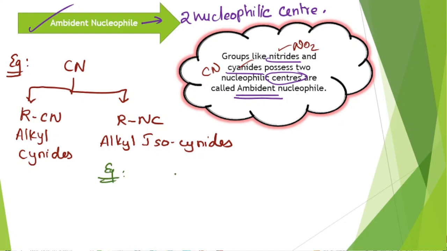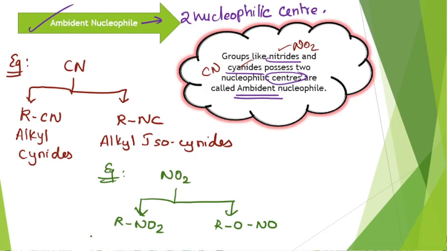Okay. Now we are going to look at nitride. So I told it also has two nucleophilic centers, dividing it into two. So first we are going to have RNO2. Again here we have RONO. So this RNO2 is called nitroalkanes. Nitroalkanes. This RONO is called alkyl nitrites. Alkyl nitrites. Clear? Hope you got it. Now let's move to the next.